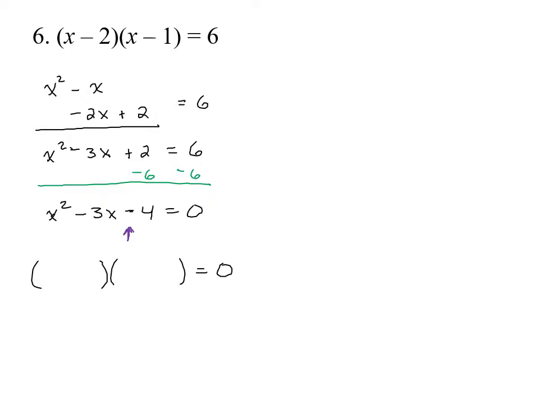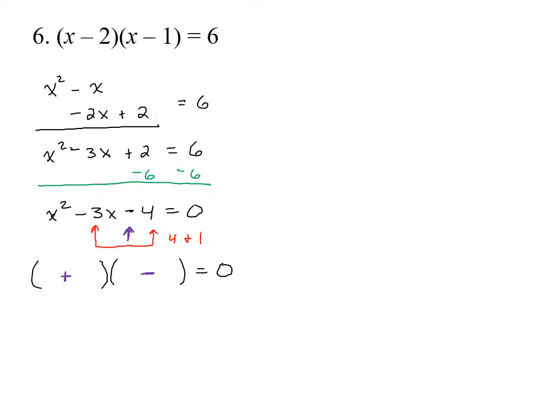So since it's negative, I have to have a positive on one and a negative on the other. And then I'm looking at the numbers. Are there two numbers that multiply to 4 that either add or subtract to give you 3? And hopefully you would notice that would be 4 and 1. 4 times 1 is 4. 4 minus 1 would be 3.